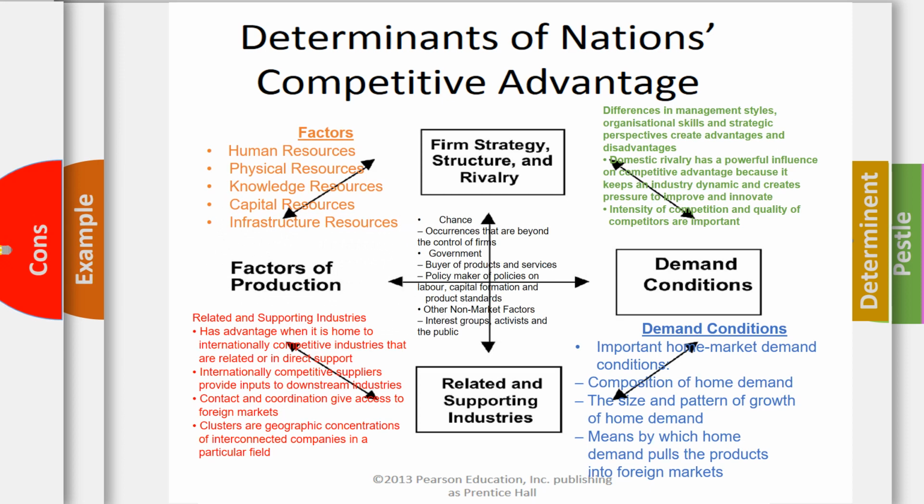Of the determinants of a nation's competitive advantage, this really is the political side, which is outside of the company's control. When we look at the government, what is the government of that country doing in terms of being a buyer of products and services, a policymaker, or setting policies on labor, capital, information and product standards? Again, how much does the government tax specific industries, and what kind of subsidies may they give to industries and help them to be more competitive? All these can give a firm or industry or market sector within that country a competitive advantage, because it's supported indirectly by the government.